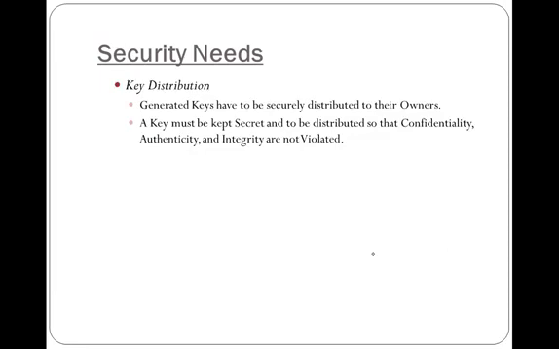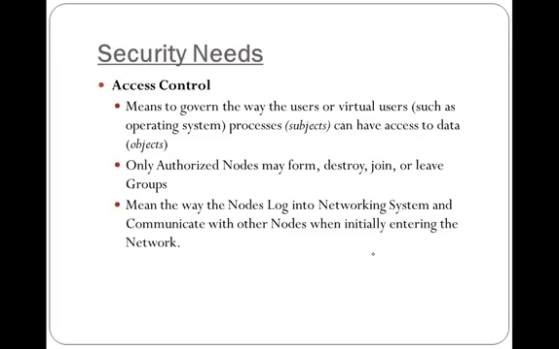Then we have the key distribution, as we discussed on the last slide as well, that who will create these keys, and then onward how they will be distributed to the owner, which is sender and receiver. And specifically, if they have a single key, then which channel will be used. The key must be kept secret and should be distributed with confidentiality, authenticity, and integrity, so that it may not be violated.